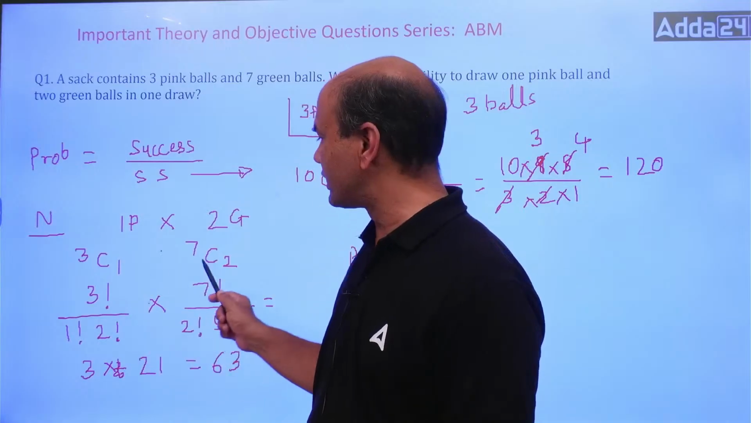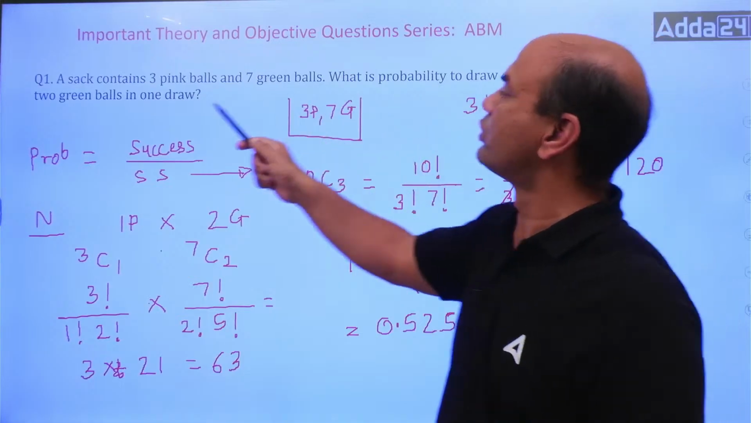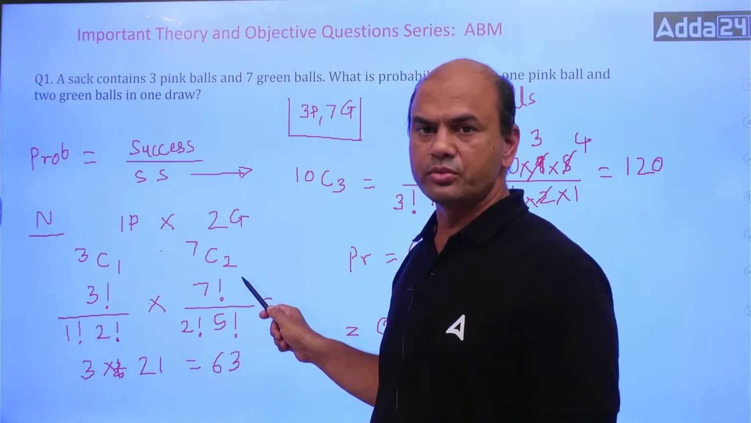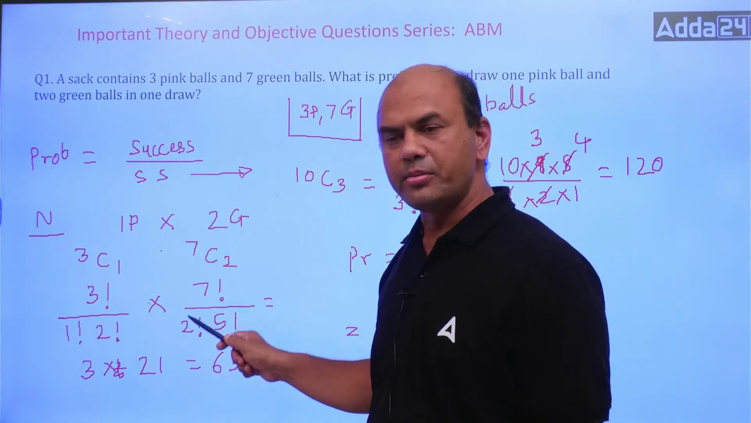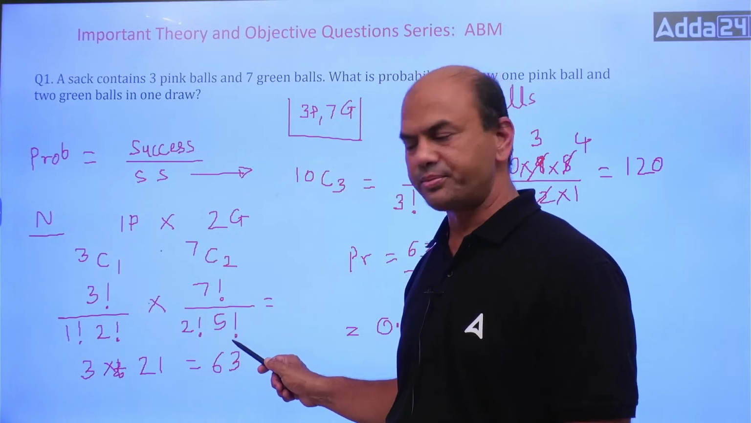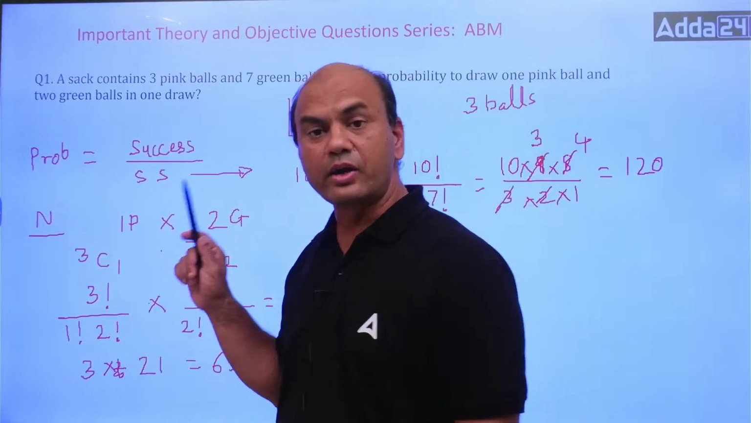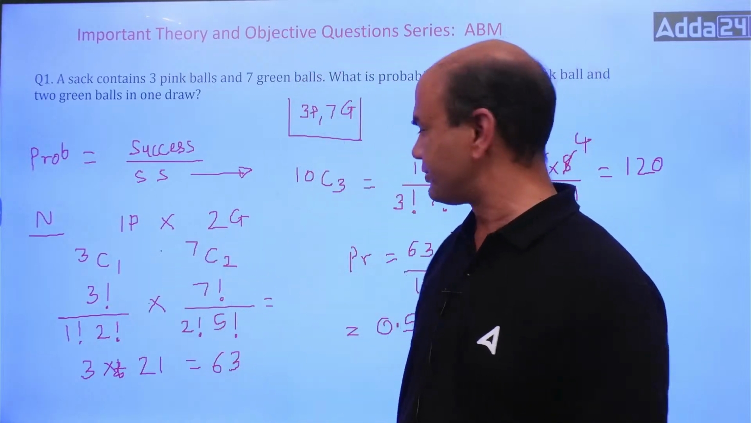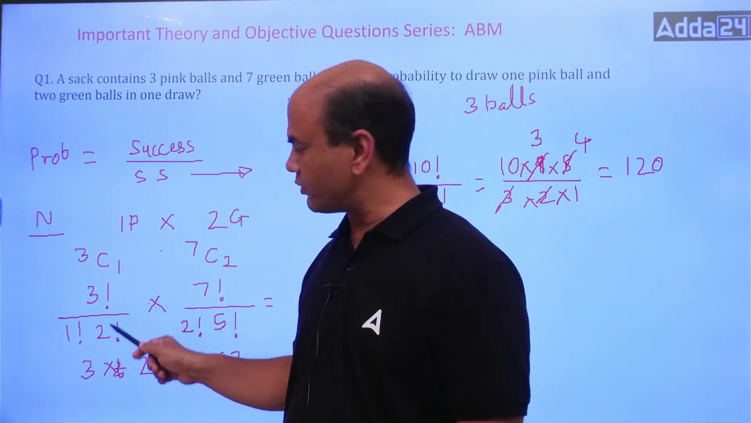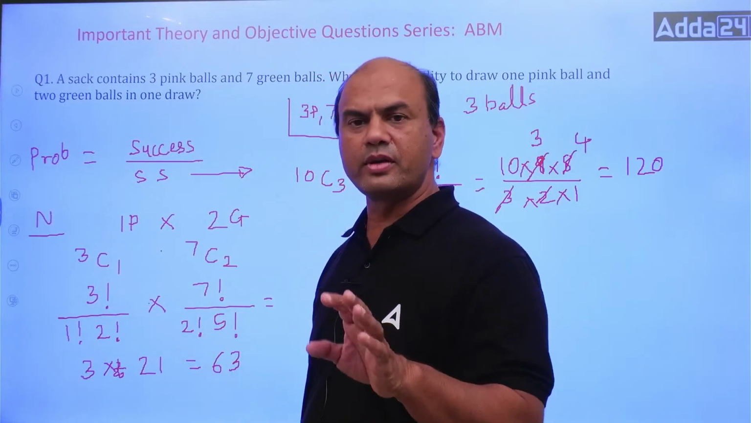Similarly over here, 2 green balls, right? I want to select 1 pink and 2 green. So how many green balls are there? 7. So 7C2. 7 factorial upon 2 factorial into 7 minus 2, that is 5 factorial. Solve this. 3 factorial means what? Try to cancel this as fast as possible. 3 factorial means 3 into 2 into 1. What is 2 factorial? 2 into 1. Cancel this. What will remain is only 3.